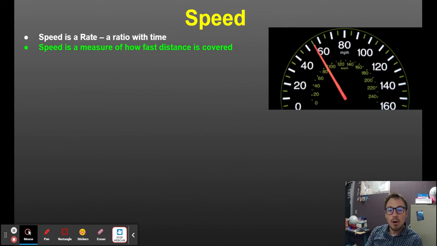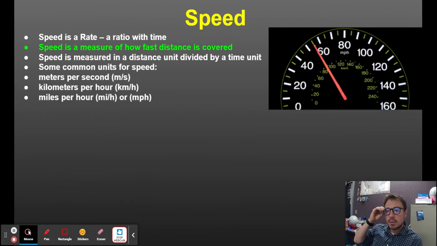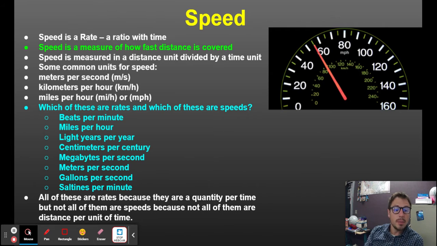Now, speed is a measure of how fast distance is covered. So speed is measured in a distance unit divided by a time unit. Now, some common units for speed are meters per second, which is the most common used in science, kilometers per hour, miles per hour. So if you look at all of these examples, all of them are rates because they are the ratio of some quantity per time, but not all of them are speeds. So you'll see here that the only speeds are going to be miles per hour, light years per year, centimeters per century, meters per second, because those are all distances per unit of time, right? So all speeds are rates, but not all rates are speeds.